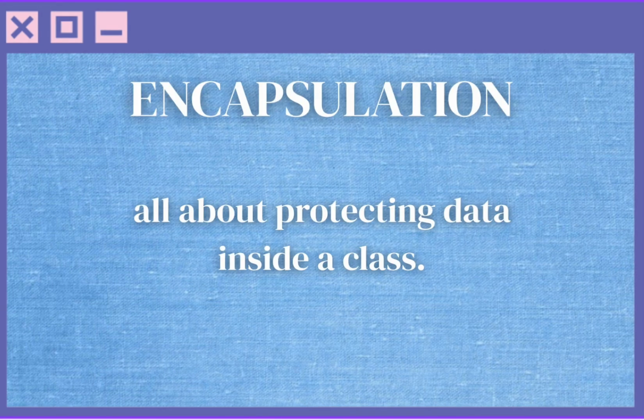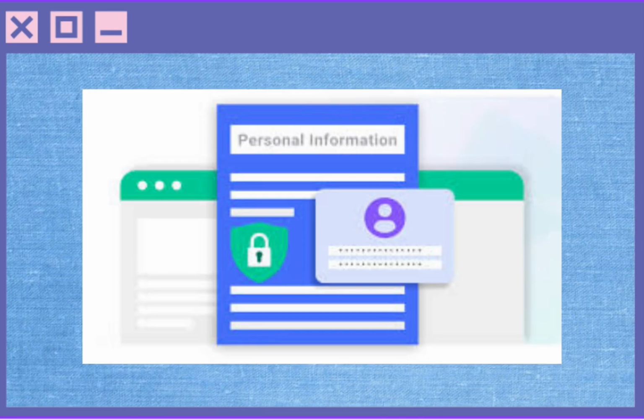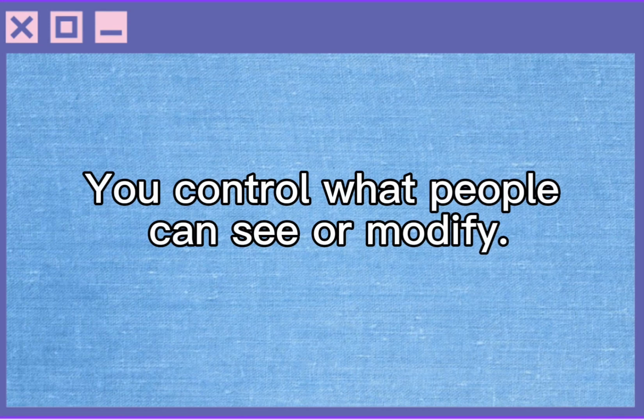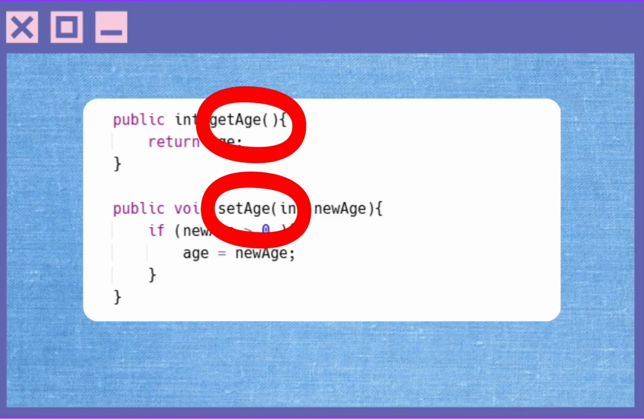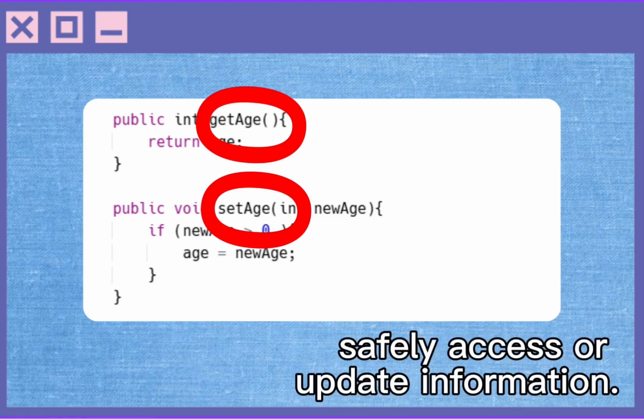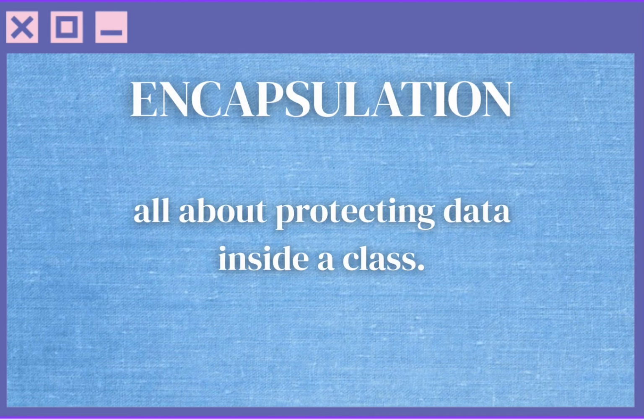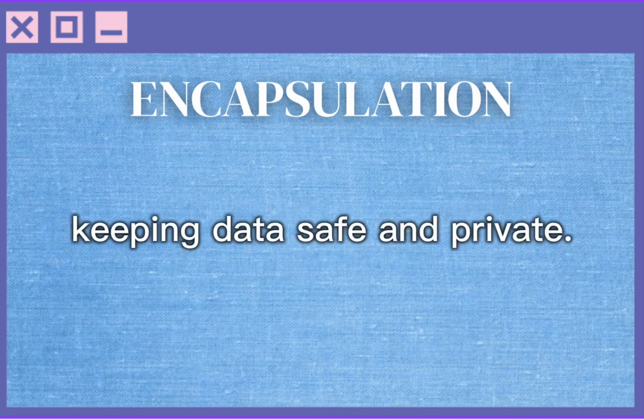Next, we have encapsulation. Encapsulation is all about protecting data inside the class. It means you don't let other parts of the program directly access or change a person's private information like their age or address without permission. Just like in real life, you don't just let anyone see or change your personal detail. You control what people can see or modify. In programming naman, we use a special method called getters and setters to safely access or update information. That's what we call encapsulation, keeping data safe and private.